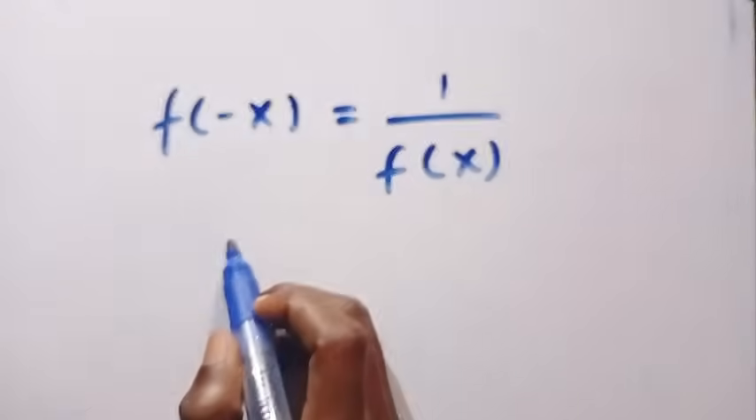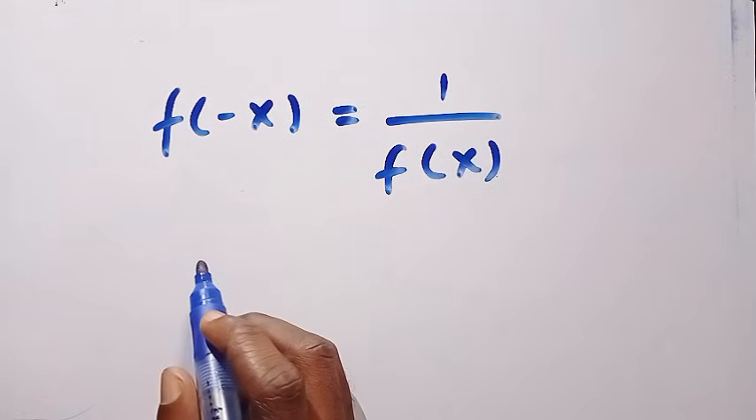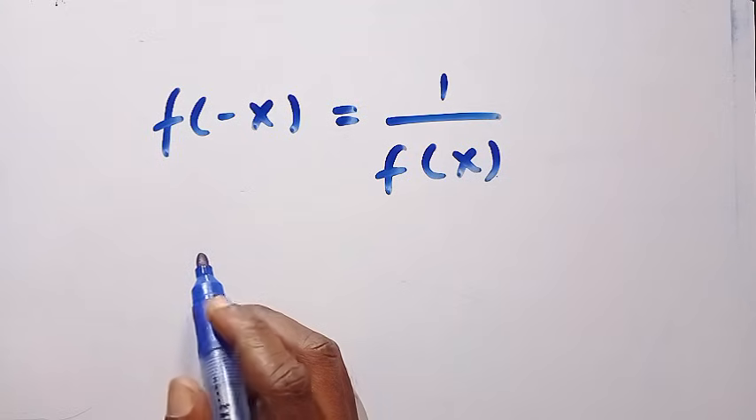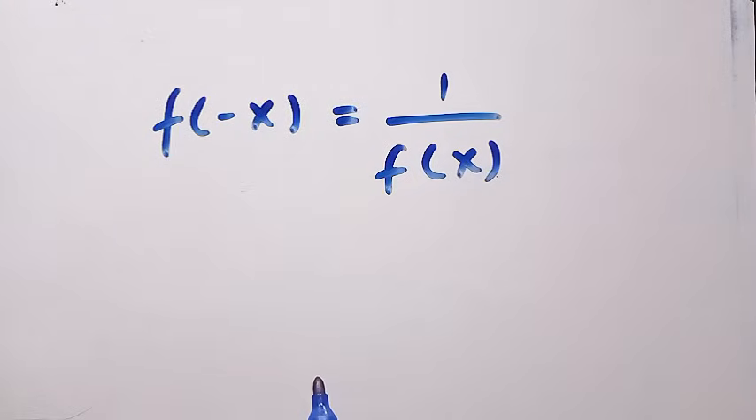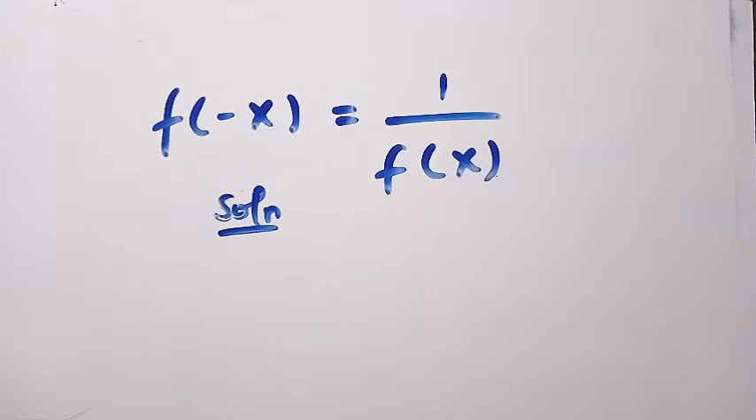I want to find f of x, and we have to note that this is a functional equation that is not fully determined, and there are many functions that satisfy f of minus x equals 1 divided by f of x. I'll be showing you different functions that satisfy this and the functions that do not satisfy this. So let's get into it, and consider the solution from here.